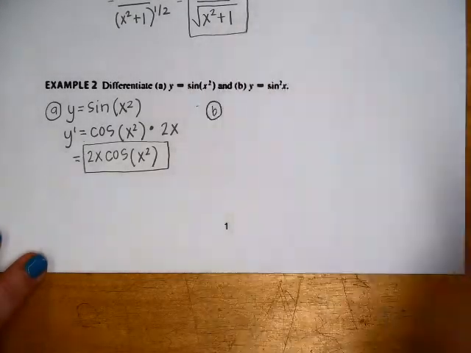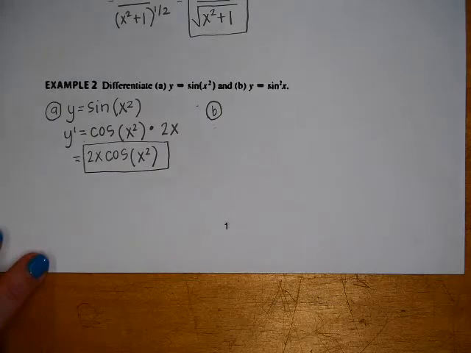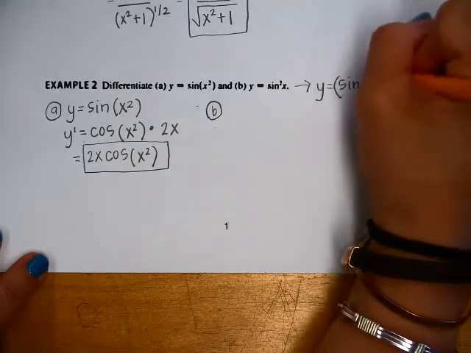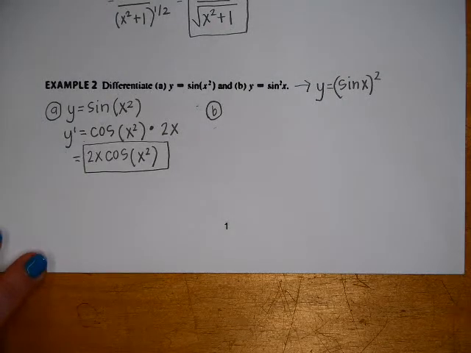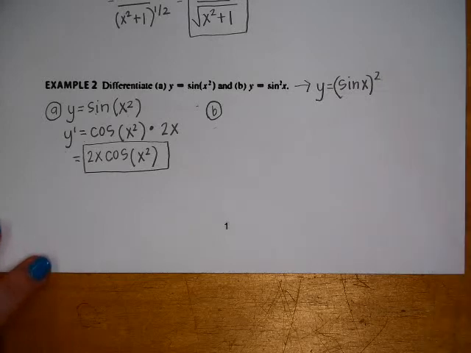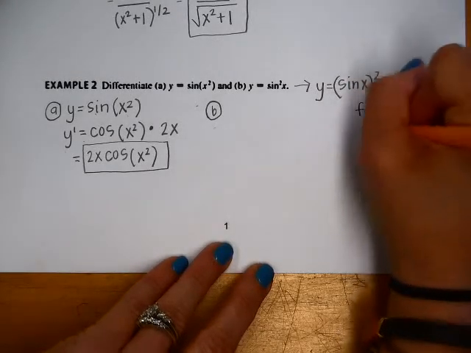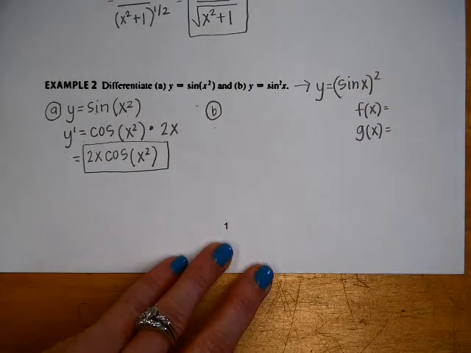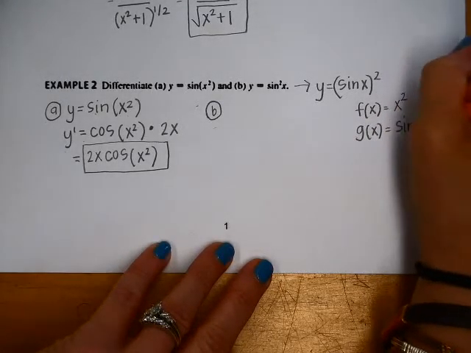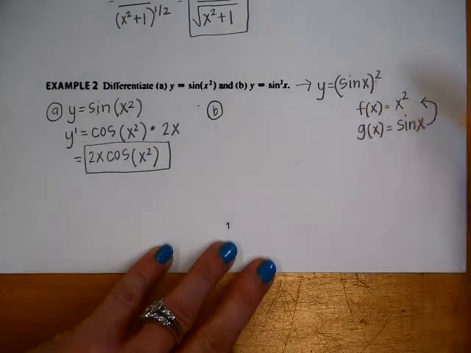So now let's look at part B and see how that looks a little different. Okay, so we can rewrite this, and this is the same as y equals sine x, squared. I'm rewriting it because it makes it a lot easier to see what your inside and your outside is and how that is different from part A. So in part A, sine was our outside and x squared was our inside. But now if we have sine x squared, then again, keeping in mind that this is a composite function where we plugged one function inside of another function, your f of x is x squared and your g of x is sine x, and we plugged that into x squared to get sine x squared. So your outside is just x squared and your inside is sine x.